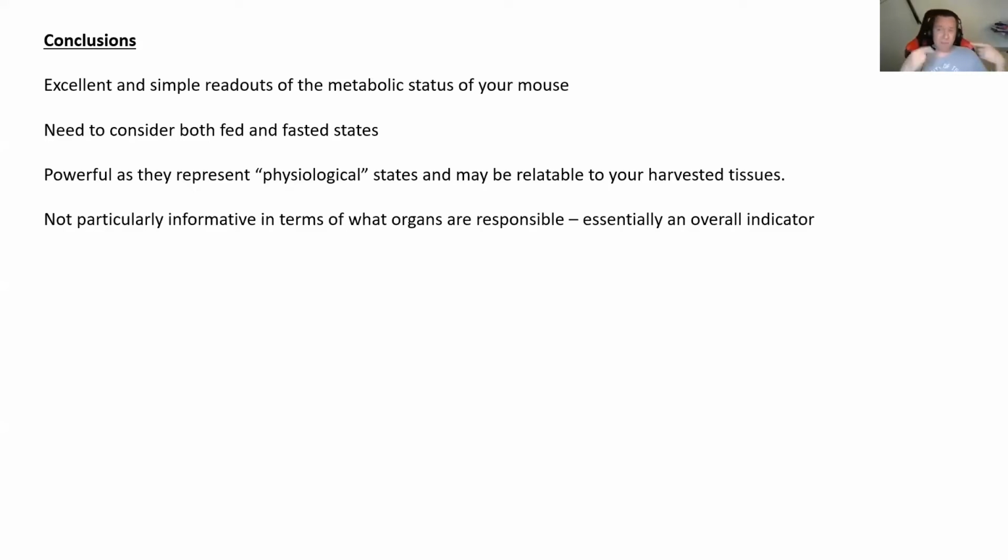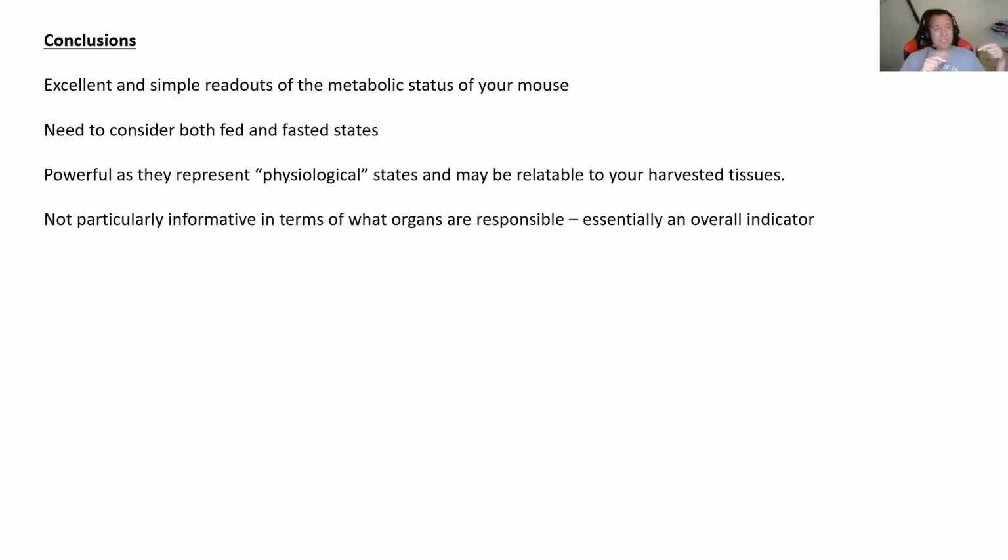They're actually quite powerful variables because they represent, in a sense, a physiological state, particularly the fed state. If you take your mouse out of its home cage where it's been living, and you've not done any interventions to it, you're going to get what's happening in that mouse at the time. Obviously, it's only a snapshot, but if you then also do these analyses on serum you've harvested either immediately before or even post-mortem, it may also be relatable to the tissues that you've harvested. So you could look at how gene expression associates with a serum metabolite, and that can also be powerful.